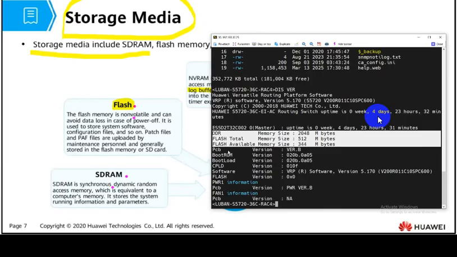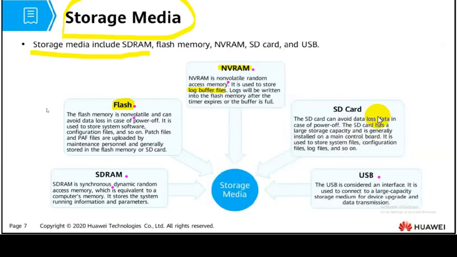You also put specifications, just like when you buy a laptop. You specify how much storage, how much memory, and how much processing power. Then you have SDRAM, which stands for synchronous dynamic random access memory. This one is equivalent to the computer's main memory. This one is volatile.